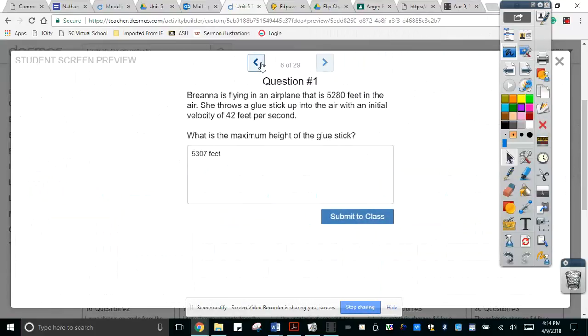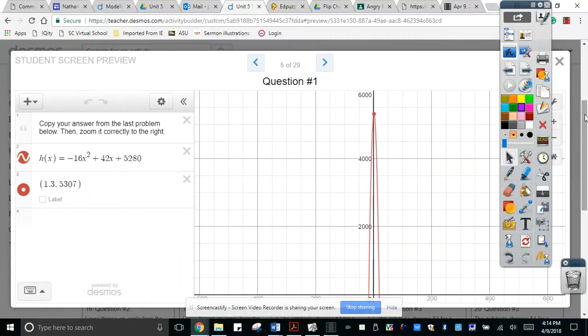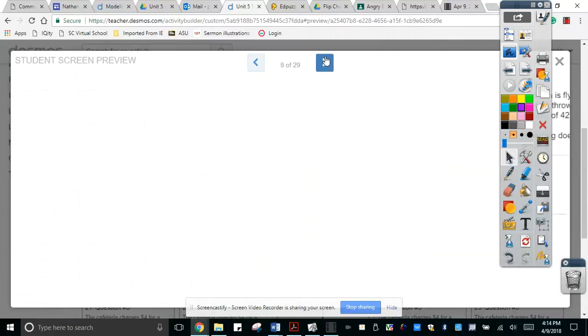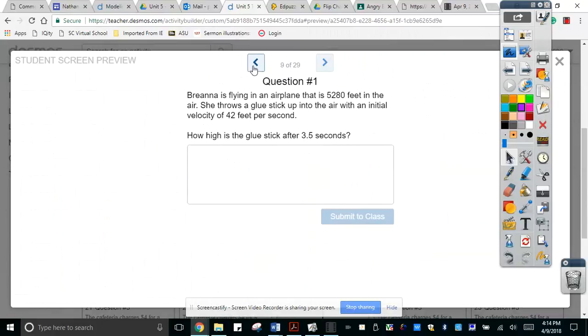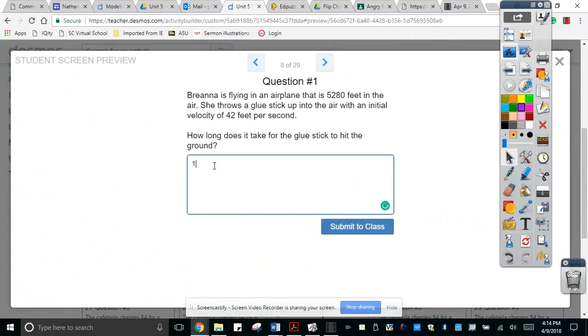How long does it take the glue stick to hit the ground? I need to go back here and see the x value, the x-intercept. Can you see that one? It says 19.526, 0. So in 19.5 seconds, it hits the ground. So this will be 19.5 seconds.